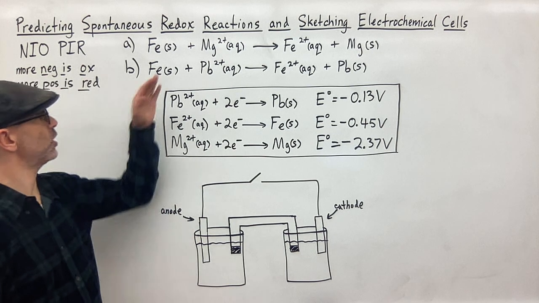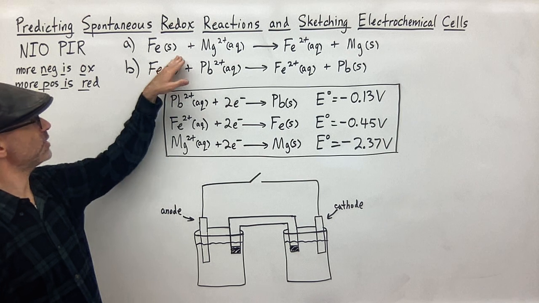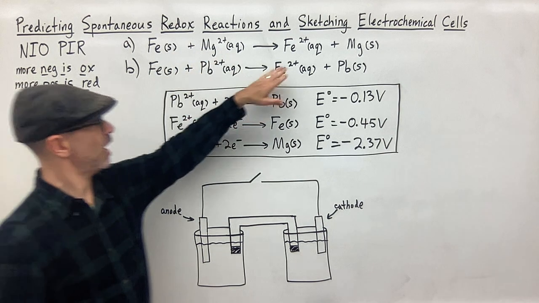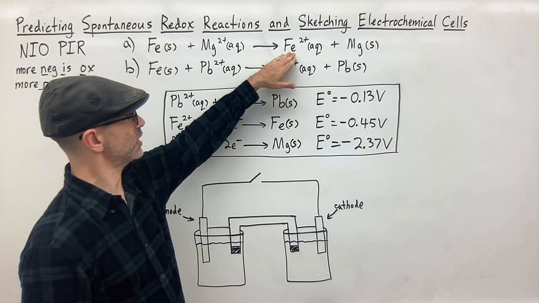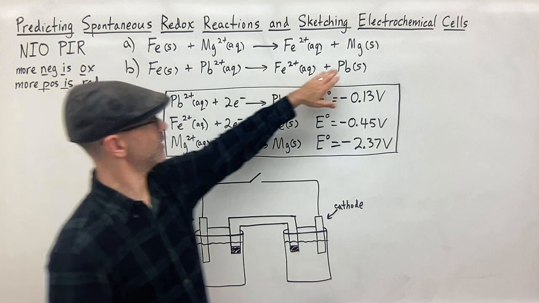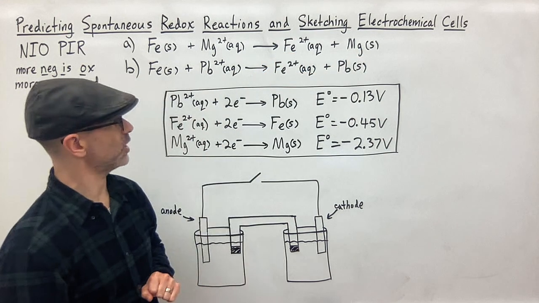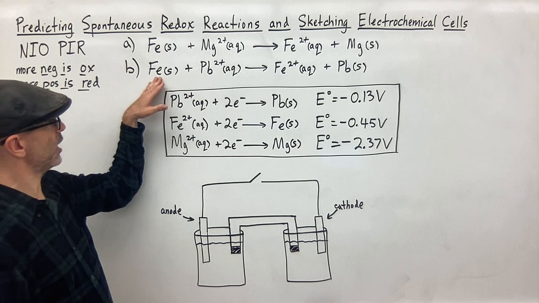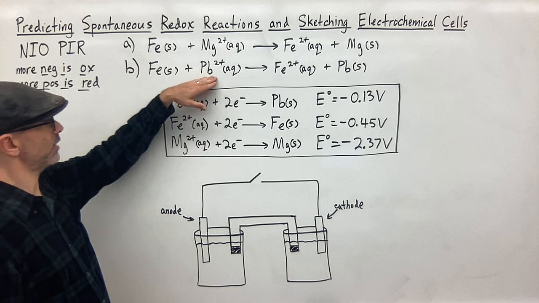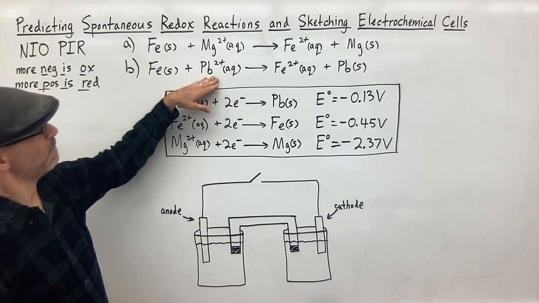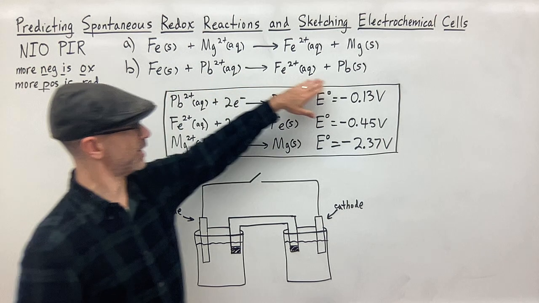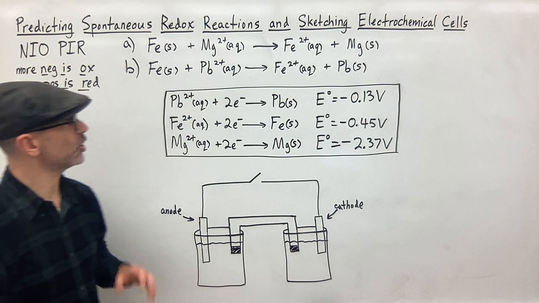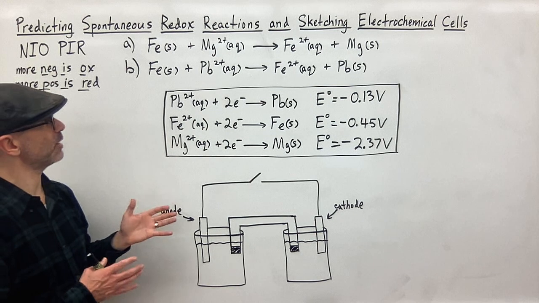The first one is iron solid with magnesium 2 plus aqueous, producing iron 2 plus aqueous and also magnesium solid. And then we have this reaction here with iron and lead 2 plus ions, producing iron 2 plus ions and then producing lead solid. So the question is on the table.